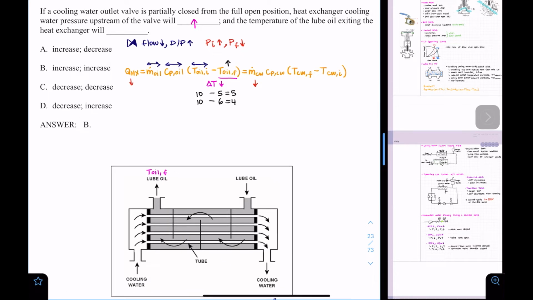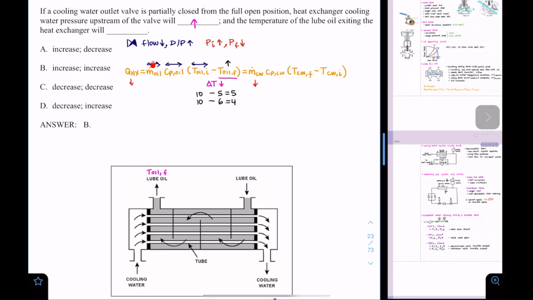Now, the second part is asking me about the temperature of the lube oil exiting the heat exchanger. So it's asking me about this part. What's happening with this oil? Since I am decreasing my cooling water, what I'm actually doing is decreasing the overall heat transfer, right? So I'm decreasing my overall heat transfer. I need to know what's happening with my T oil. We're using the Q = m Cp delta T basically, but separating it into its components.